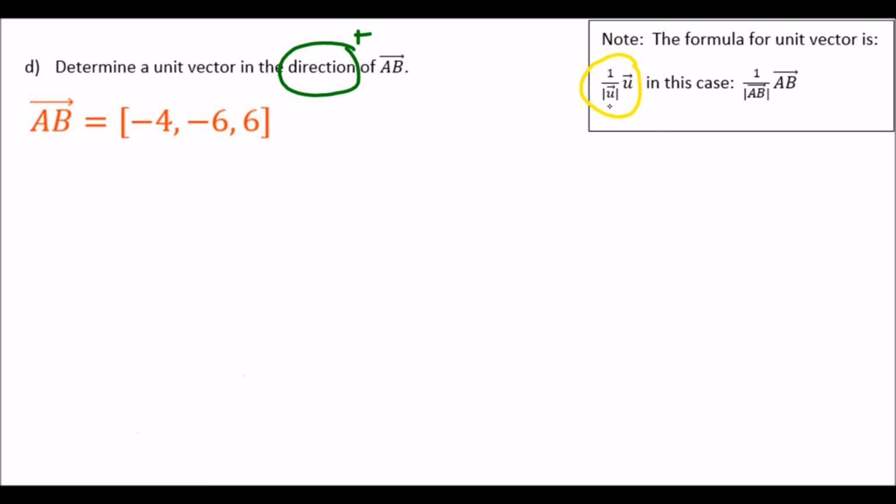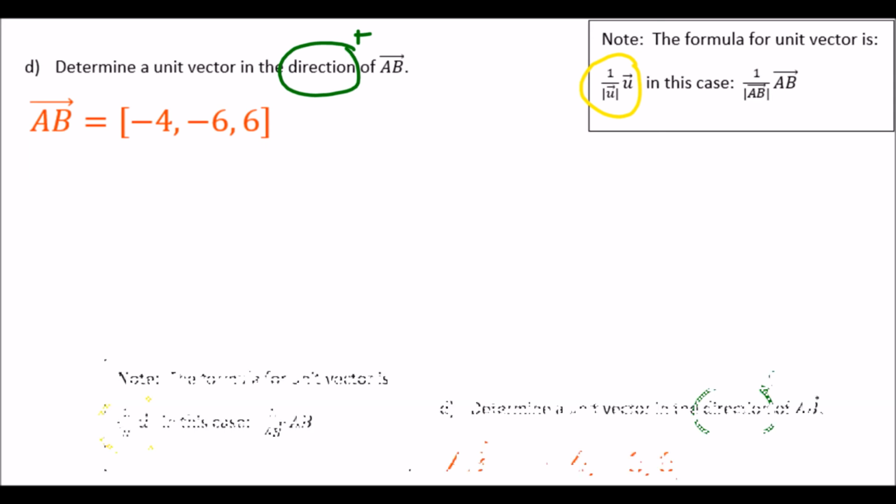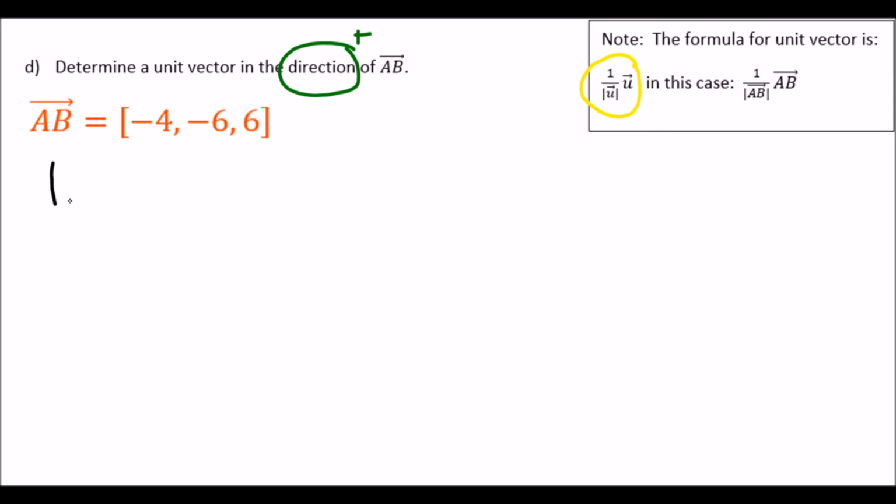So this is a scalar times the vector, so we just multiply it in. So in this case, we're going to use this formula here. So we need to find the magnitude of AB. I've already got the magnitude of AB, though, from the previous question. So the magnitude of AB is really equal to 2 root 22.